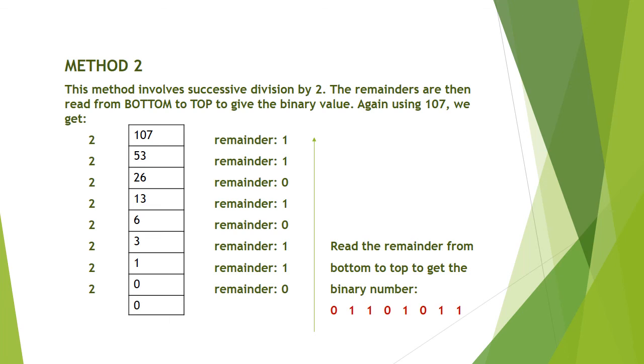Method 2. This method involves successive division by 2. The remainders are then read from bottom to top to give the binary value. Again, using 107, we get the following number that's written on the screen in front of you: 1101011. I repeat, you have to read the remainders from bottom to top, as you are seeing these numbers written in front of you.